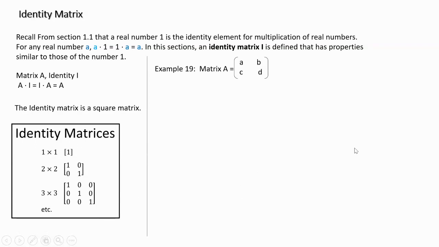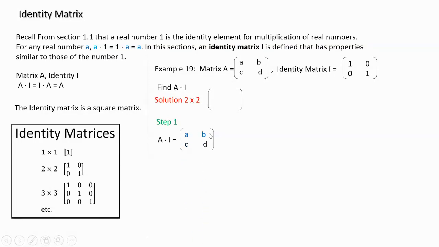Okay, now, if you multiply matrix A times the identity, let me show you why we get matrix A. Here's the proof. This is matrix A, right? We're going to multiply it times the identity. So we multiply A times 1 and B times 0. A times 1 gives us A, plus 0 gives us A. That goes in the first row, first column.